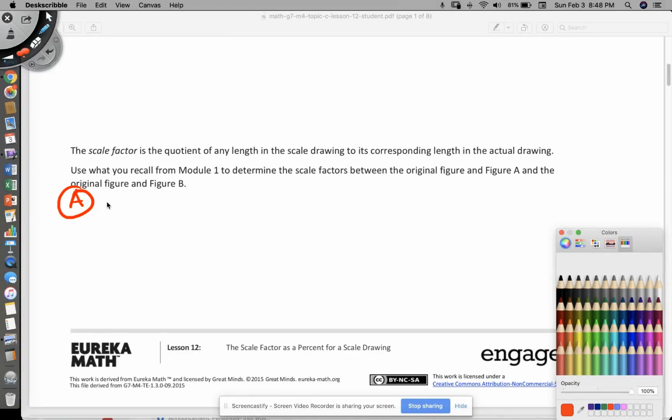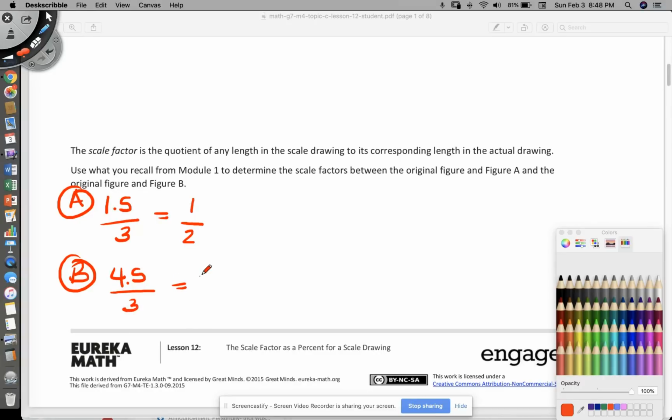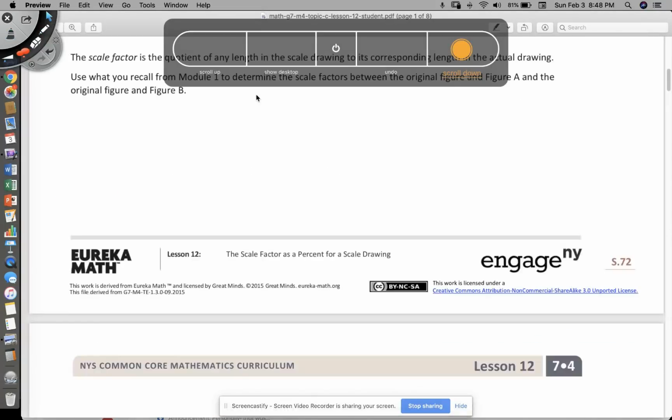For A, we have 1.5 over 3, which we can reduce down to 1/2. And we have figure B, which was the largest one, of 4.5 to 3, which can be reduced down to 3 over 2. We're going to use some of these numbers for our table that's coming up. So let's move on down to the table.